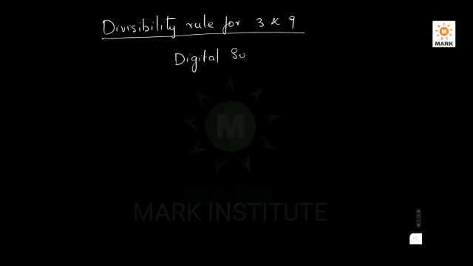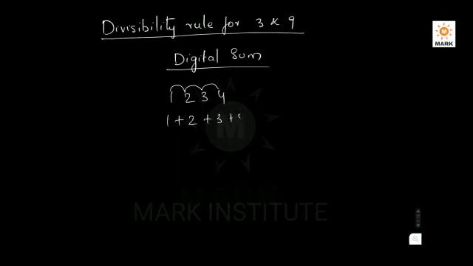Digital sum. What is a digital sum? Suppose a natural number is given to you, say 1234. What is the sum of 1, 2, 3 and 4? 1 plus 2 plus 3 plus 4 is equal to 10. Again, 1 plus 0 is equal to 1. That means the digital sum of 1234 is 1.